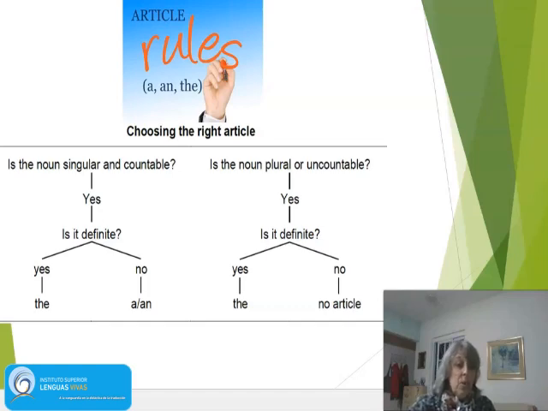But if I say books are expensive in Argentina, I do not specify which kind of books. I can also use no article with an uncountable noun. For example, art is very important for education. In this case, I use no article because it is uncountable.